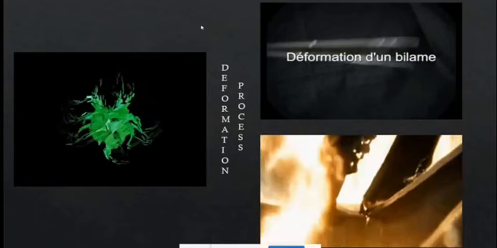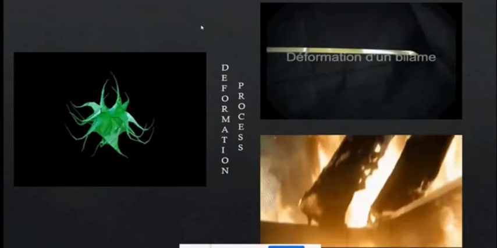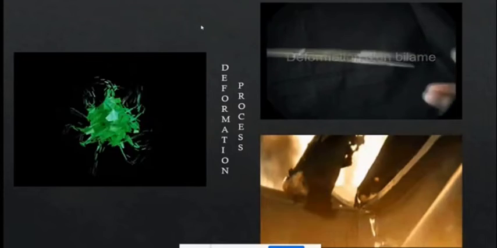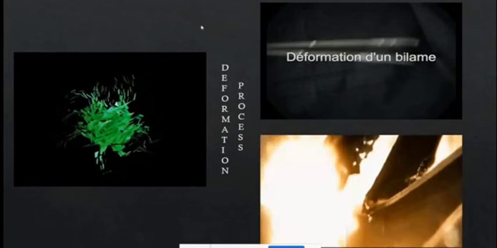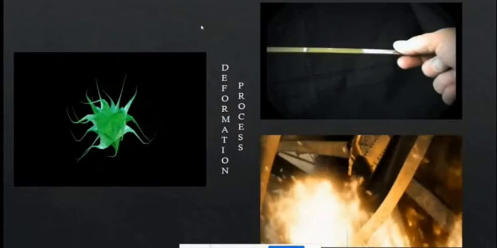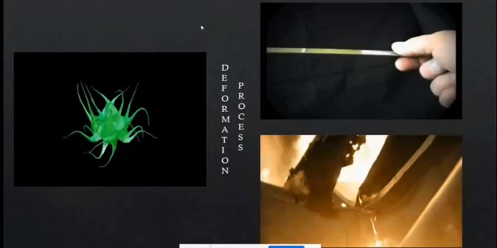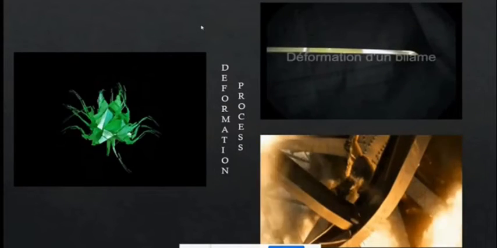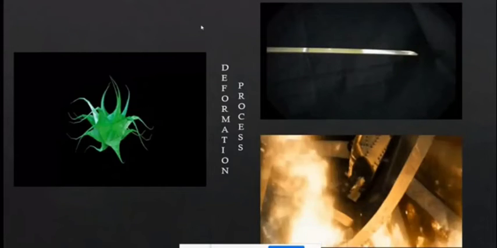Deformation process. Deformation process transforms solid materials from one shape into another. The initial shape is usually simple, for example a billet or sheet blank, and is plastically deformed between tools or dies to obtain the desired final geometry and tolerance with required properties.